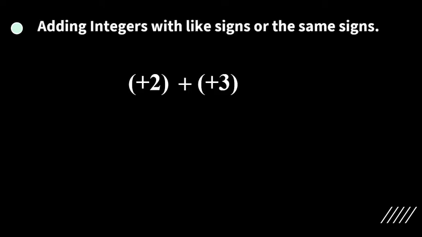Let's analyze and solve this one. Positive 2 plus positive 3. As we can see, we are adding integers with like signs or the same sign. So our addends are both positive integers. Let's try to solve it using number line.